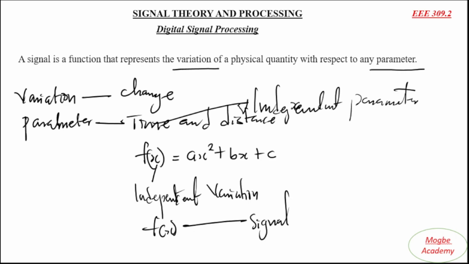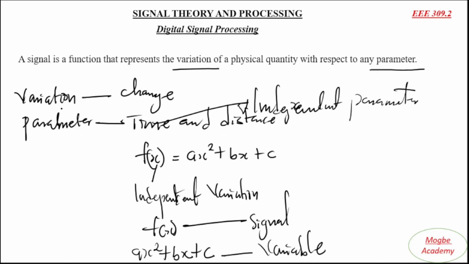So your f of x here simply stands as your signal, while ax square plus bx plus c stands as your variable of interest.